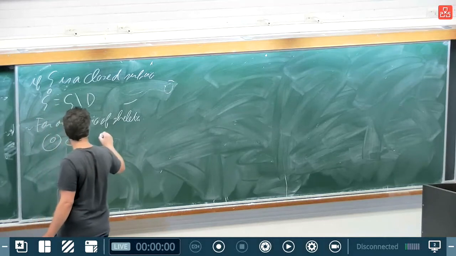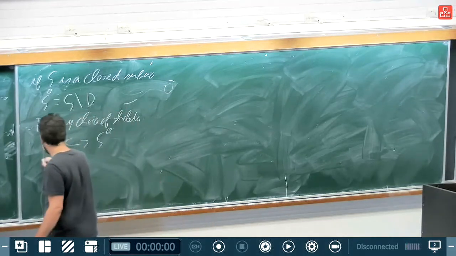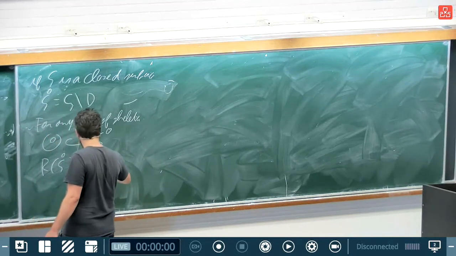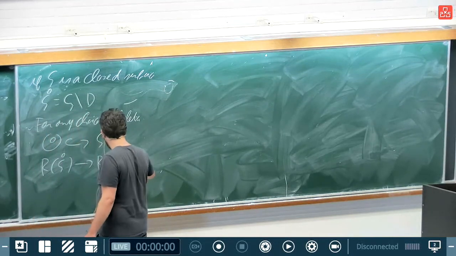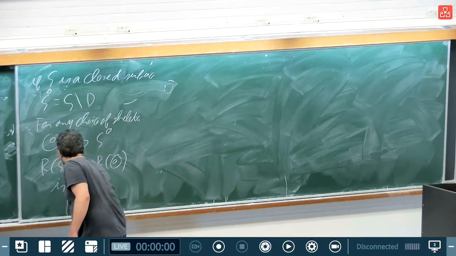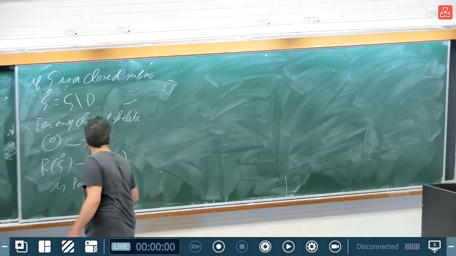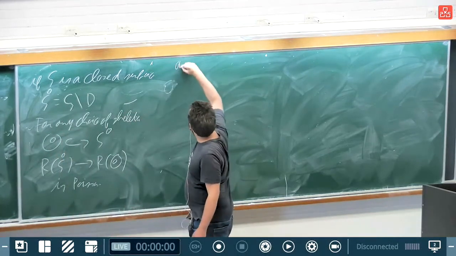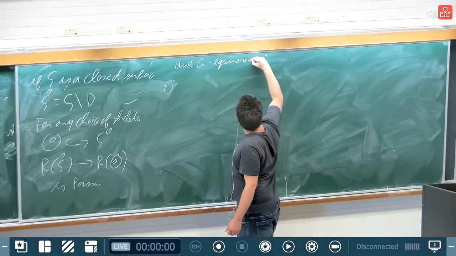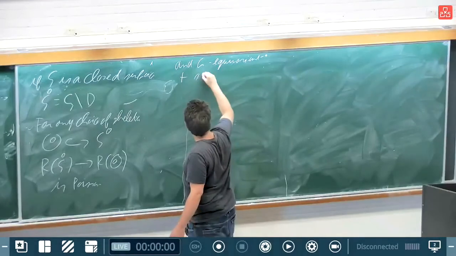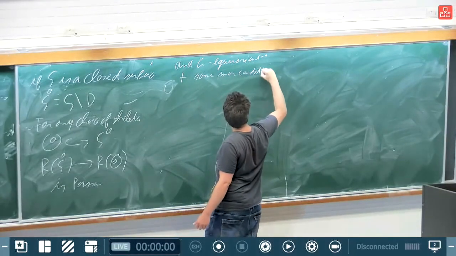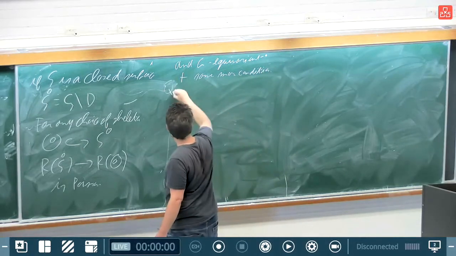The map induced by the inclusion, so you get the map between the representation varieties, this map is Poisson. And it's G-equivariant, we already knew that. Plus some more conditions that I don't want to write down. And altogether, this is something called a moment map.